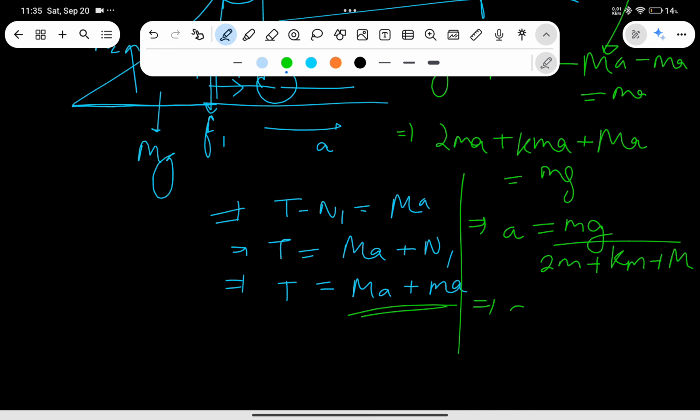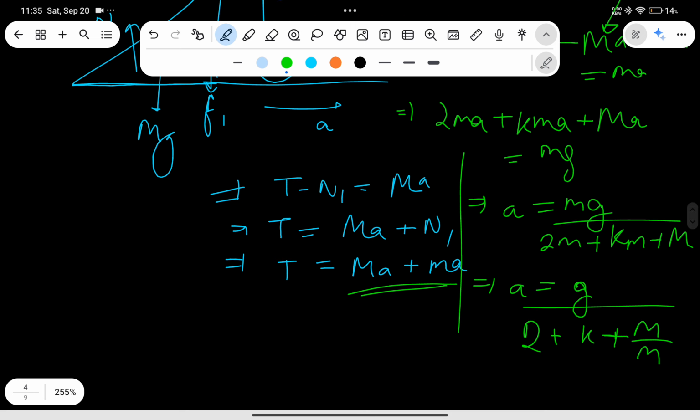Dividing both the numerator and denominator by small m, it will become g divided by 2 plus k plus capital M divided by small m. So this is the thing.